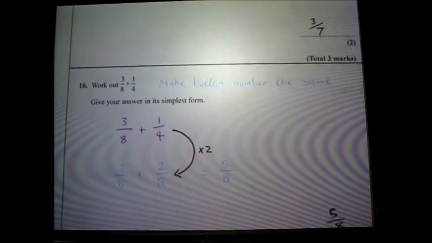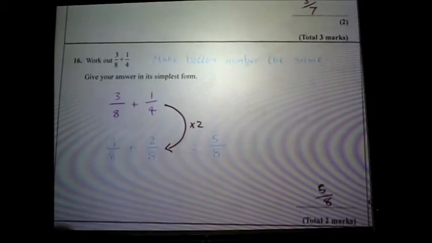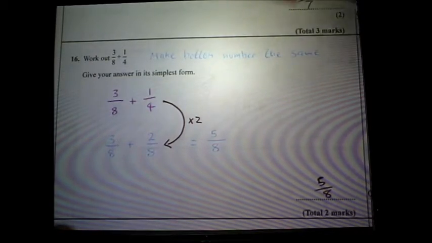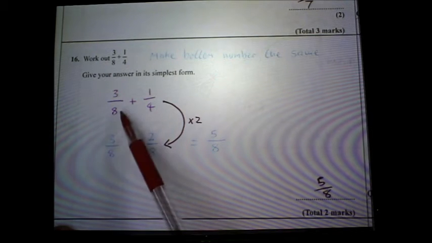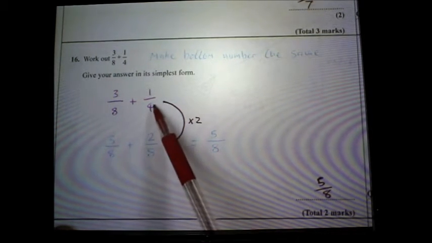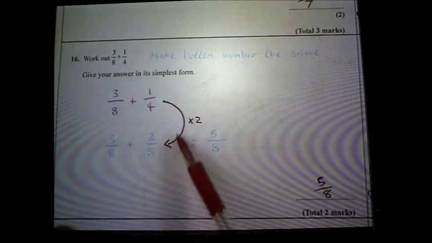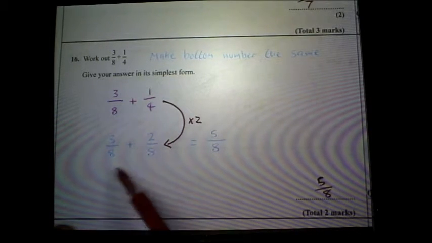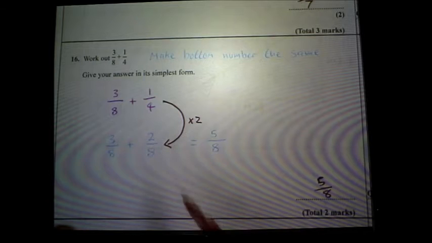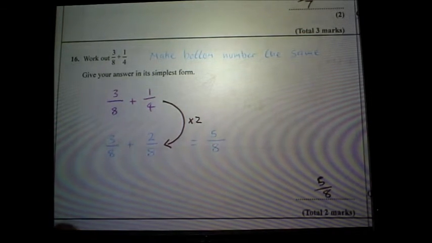Next one, adding fractions. The trick to this is make the bottom number the same. So what do 8 and 4 both go into? Well, they both go into 8. 3 over 8 stays as 3 over 8. A quarter is actually the same as 2/8. And I know that because I've multiplied the top and bottom by 2. So when you've got the bottom number the same, you just add the top numbers. 3 add 2 is 5 over 8, and you can't simplify it. Question 17.